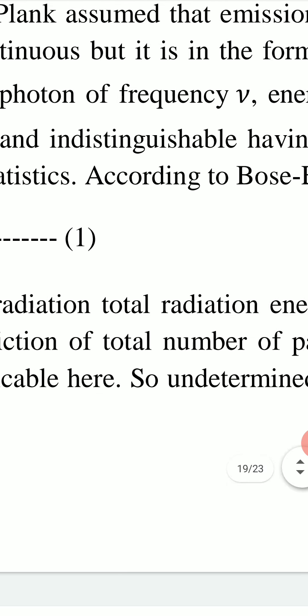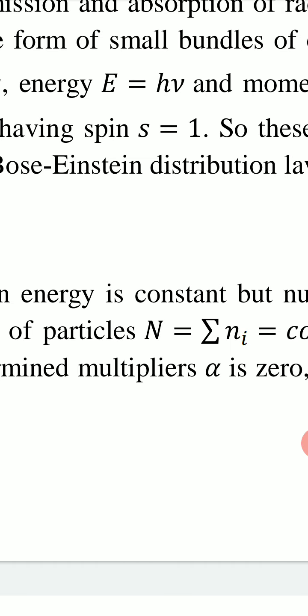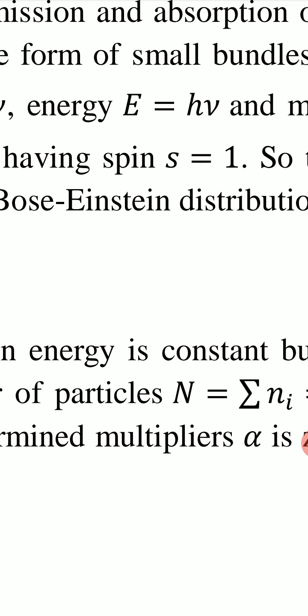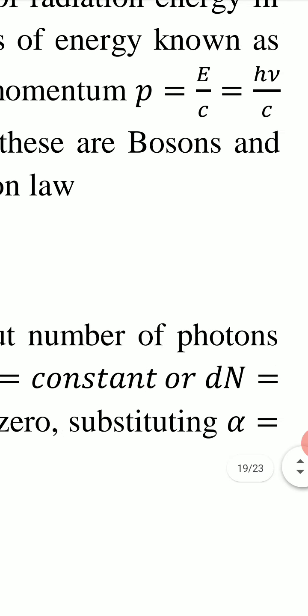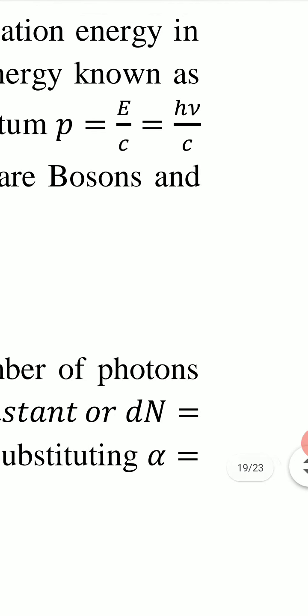A photon of frequency nu has energy E equal to h nu. This is Planck's formula for energy of a photon. If the frequency of the photon is nu, then its energy E equals h nu. h is a constant known as Planck's constant. And momentum of a photon P is given by P equal to E upon c, and E energy is h nu, so momentum P is h nu upon c.